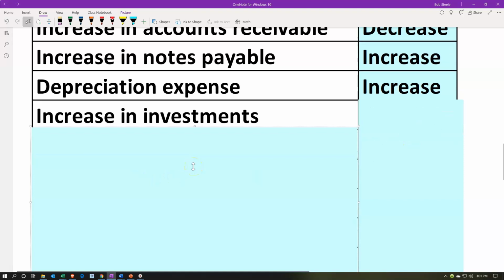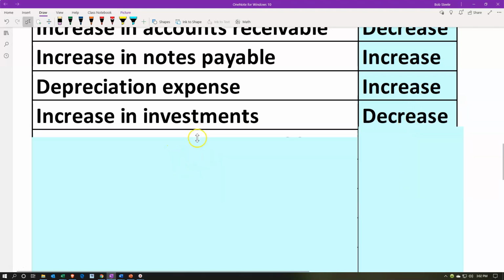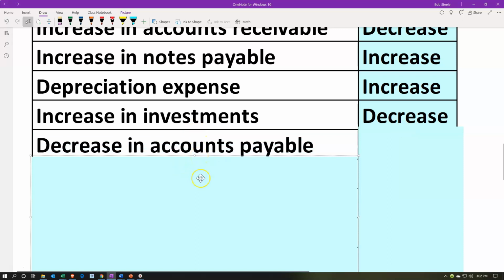Then we got an increase in investments. So increase in investments. These are going to be investments that we made. So we can think about investing in stocks and bonds or something like that. It may not be an operating activity here, but same rule. It's an asset type of account. So if there was an increase in it, then we would decrease the cash flow statement in alignment with the general rule.